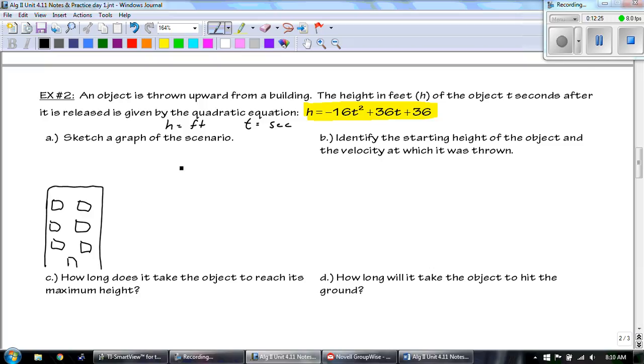Man, aren't I a great drawer? And then we have an object that is thrown. So I'm just assuming that somebody is throwing it. And we'll pretend that it's a football this time just to mix things up.